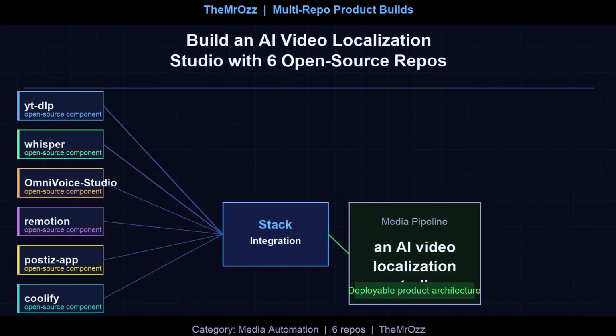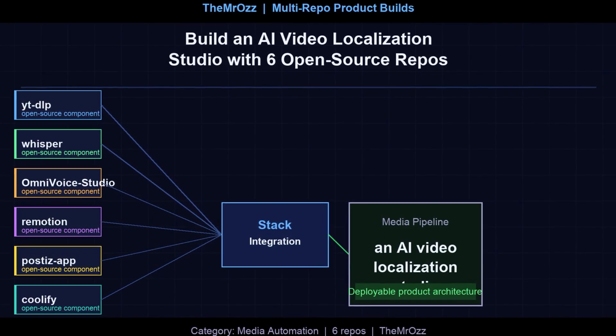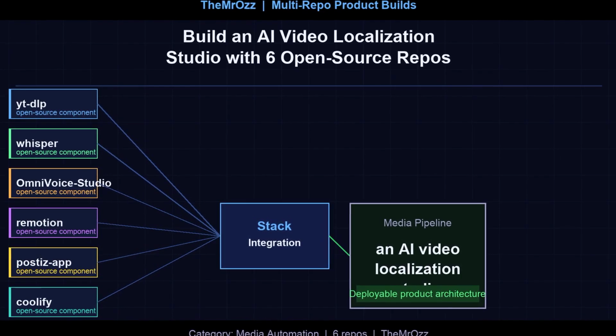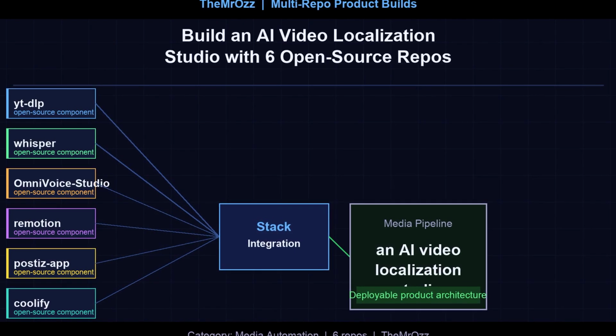But localization isn't done until it's published. Postiz-app handles the scheduling, letting you map content to specific regions across platforms. That Spanish version. Set it to drop at peak hours in Mexico City and Madrid simultaneously. The tool even lets you A/B test thumbnails or tweak posting schedules based on engagement predictions.